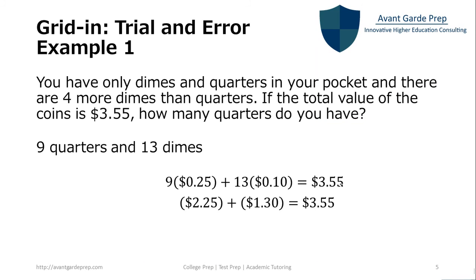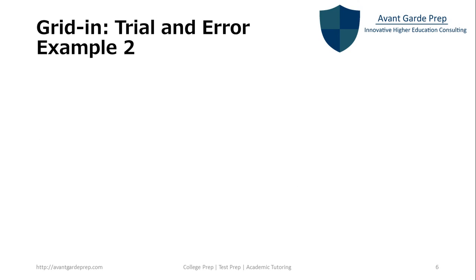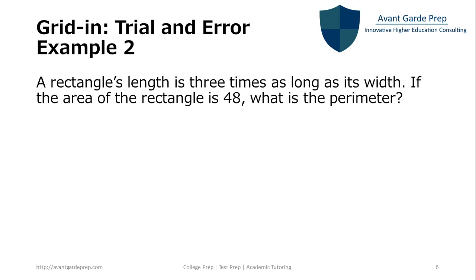So just like that, with guessing and plugging our guesses into the information that we have, we solved this problem pretty rapidly, and we got the answer of 9 quarters. So you can write that on your Gridin section and grid in the oval and move on to the next section. Now we'll look at example question number 2.